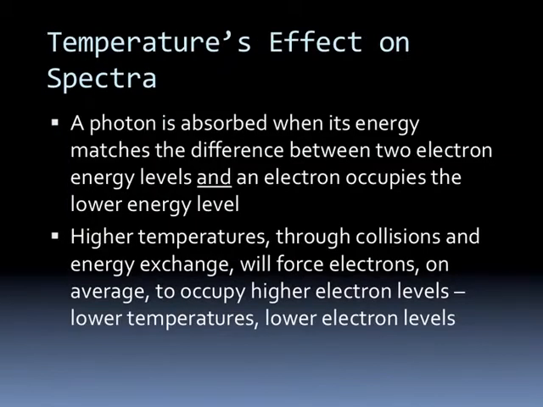So how does temperature affect it? A photon is absorbed when its energy matches the difference between two electron energy levels and an electron occupies the lower energy level. At high temperature, there's lots of collisions and energy exchange, which sometimes force the electrons on average to occupy higher energy levels. Lower temperatures mean lower electron levels. So at higher temperatures, sometimes light's not absorbed at a certain place because there's no electrons in that place.